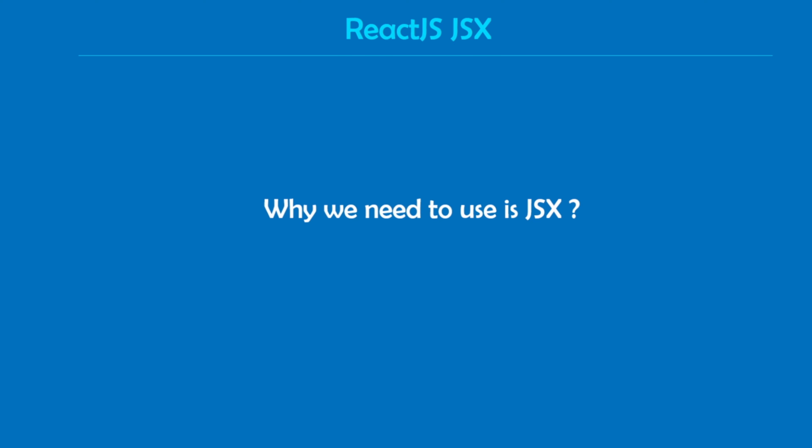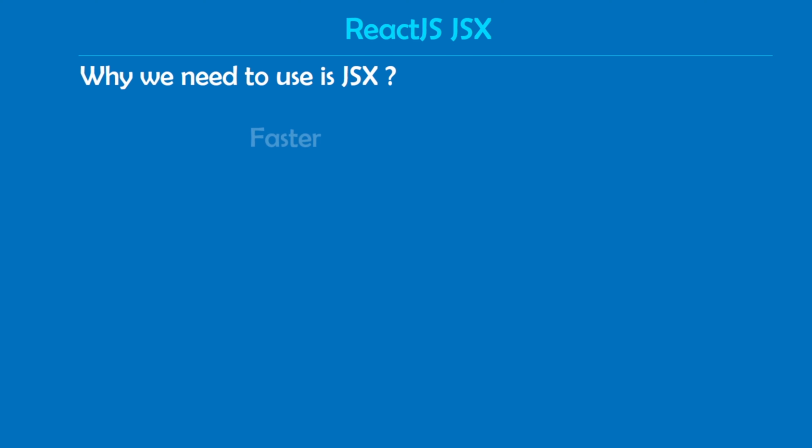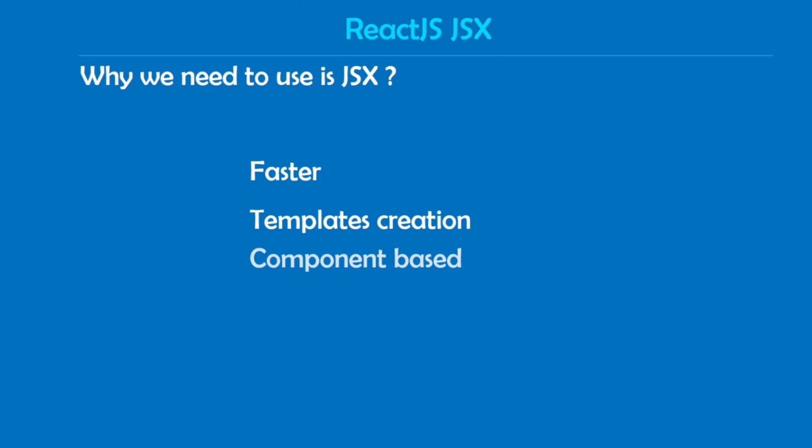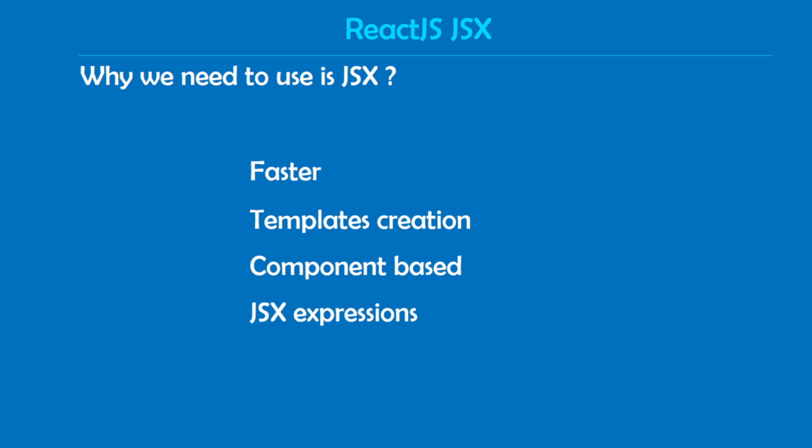Why JSX? JSX is faster. It is faster than normal JavaScript as it performs optimizations while translating to regular JavaScript. Templates creation. It makes it easier for us to create templates. Component based. Instead of separating the markup and logic in separate files, React uses components for this purpose. We will learn more about components in detail in other articles.